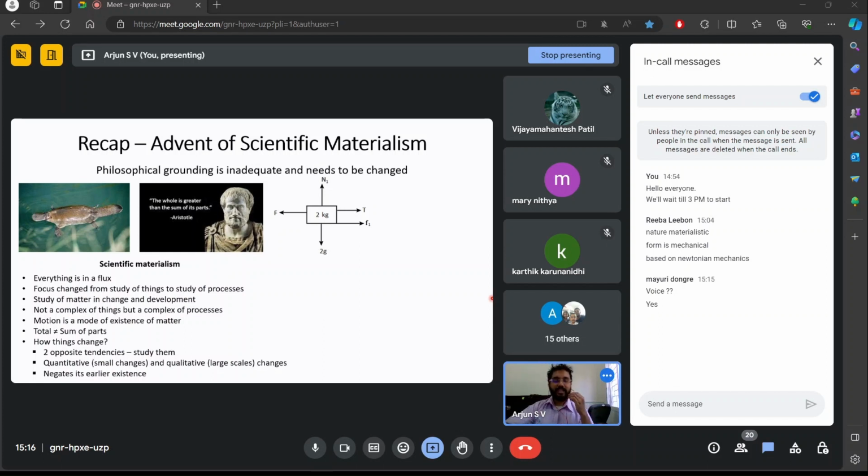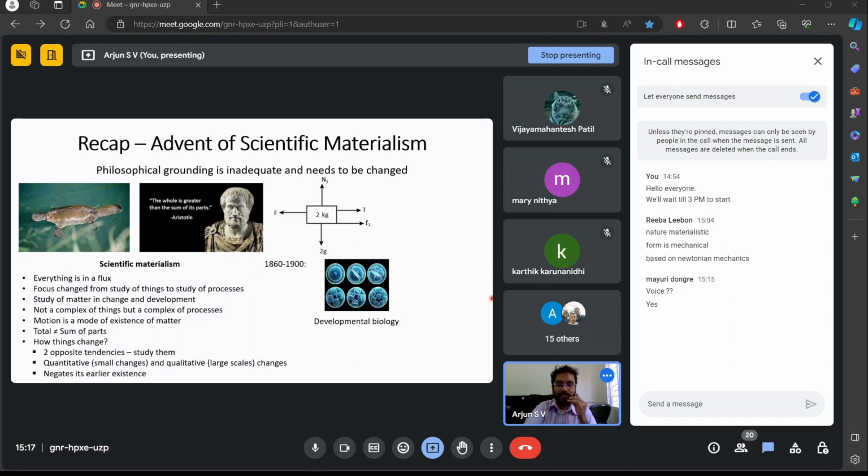Since scientific materialism always focuses on the change of processes, it often negates the previous state of a system. For example, let's assume that a parent cell divides into two daughter cells. The focus does not remain on the parent cell; rather, the focus shifts to the creation of the new daughter cells. That's how scientific materialism was majorly propagated among scientists and philosophers.